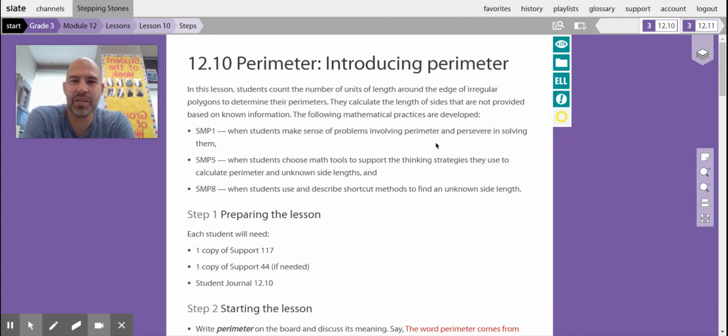Today's lesson is module 12.10, perimeter, introducing perimeter. Now, I know today's lesson won't be very hard for you guys because you've done perimeter already this year. So this is just a quick review. I'll keep the lesson pretty brief. And here we go.